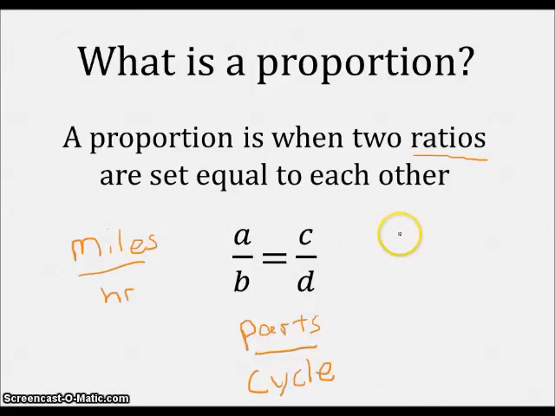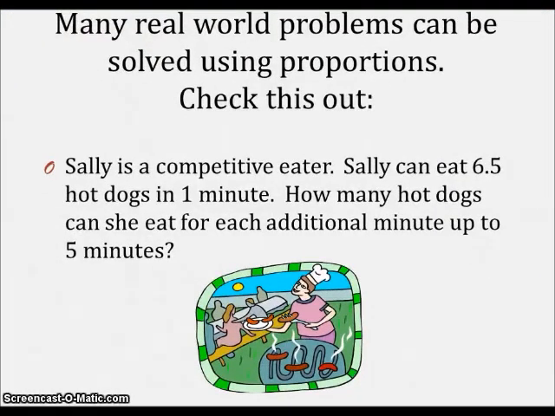You might even think of it in sports terms, the number of hits per inning in baseball. So it's just ratios. Two ratios on either side of the equal sign sets up the proportion. So let's look at our problem.